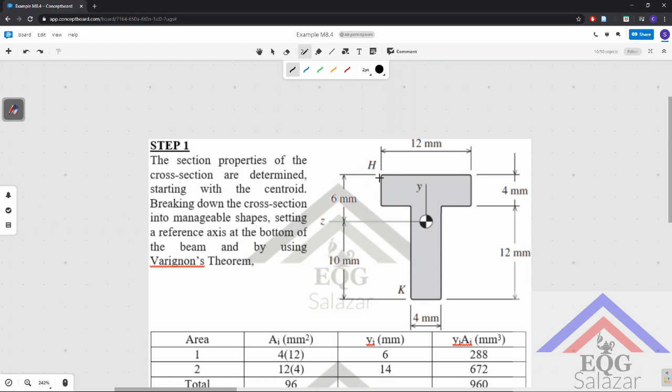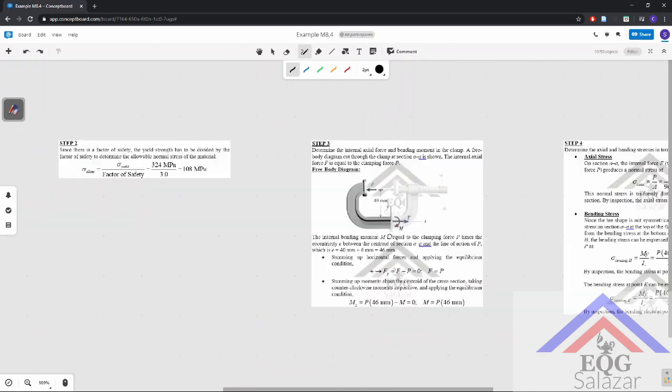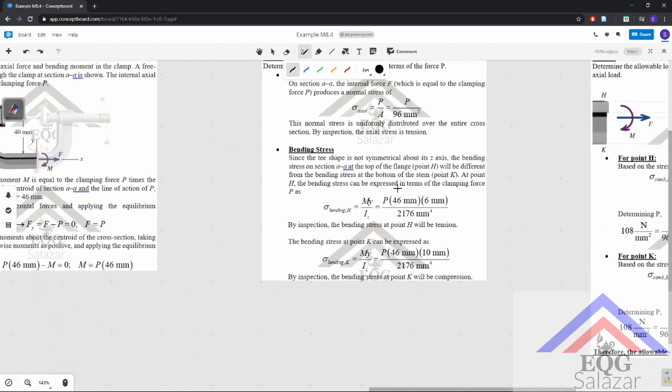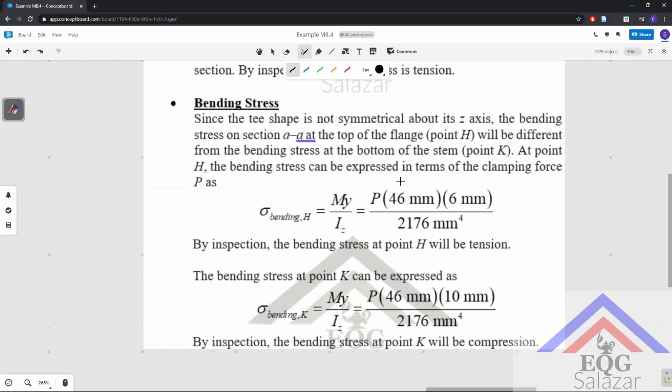That is at the outermost fiber of the cross section, and that is denoted here as point H and point K. All right, so we will be determining the axial stress first. That's easy. That's P over A, and we already know A. Since we have to determine P, we will just leave that as a variable. Now for the bending stress of H, we have My over I.